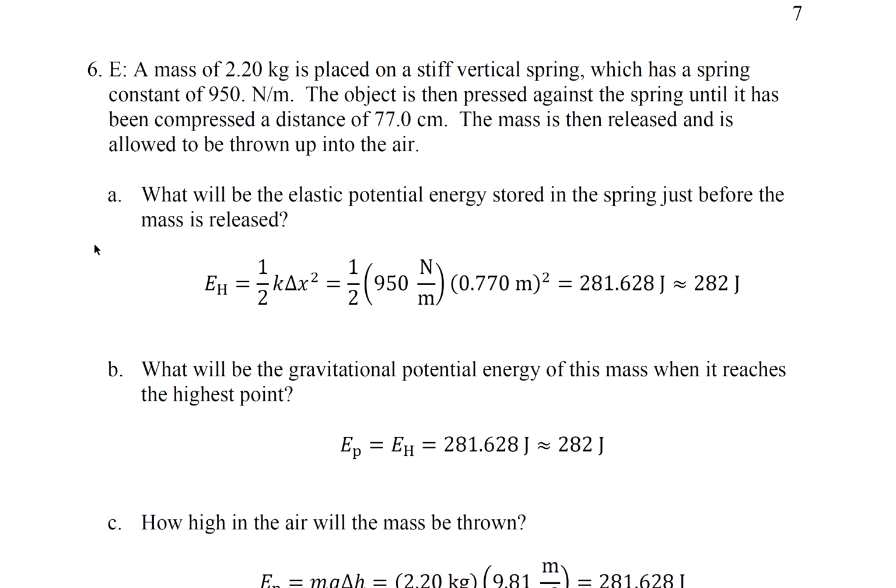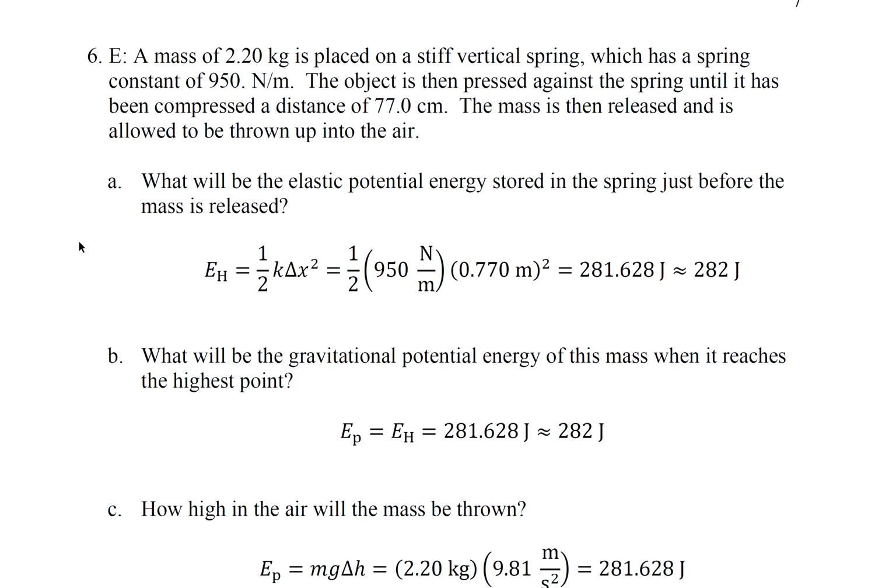Question 6. A mass of 2.20 kilograms is placed on a stiff vertical spring, which has a spring constant of 950 newtons per meter. The object is then pressed against the spring until it has been compressed a distance of 77 centimeters. The mass is then released and is allowed to be thrown up in the air. Part A, what will be the elastic potential energy stored in the spring just before the mass is released? 1/2 k delta x squared.